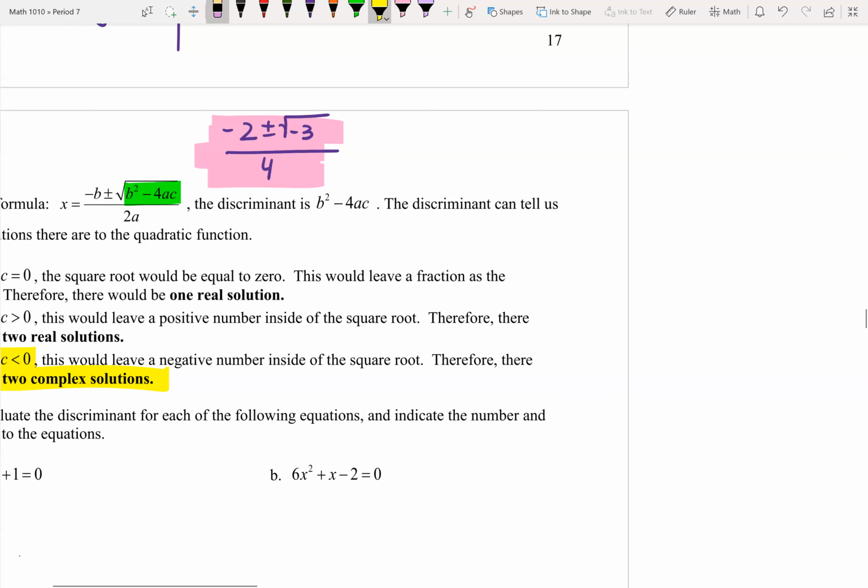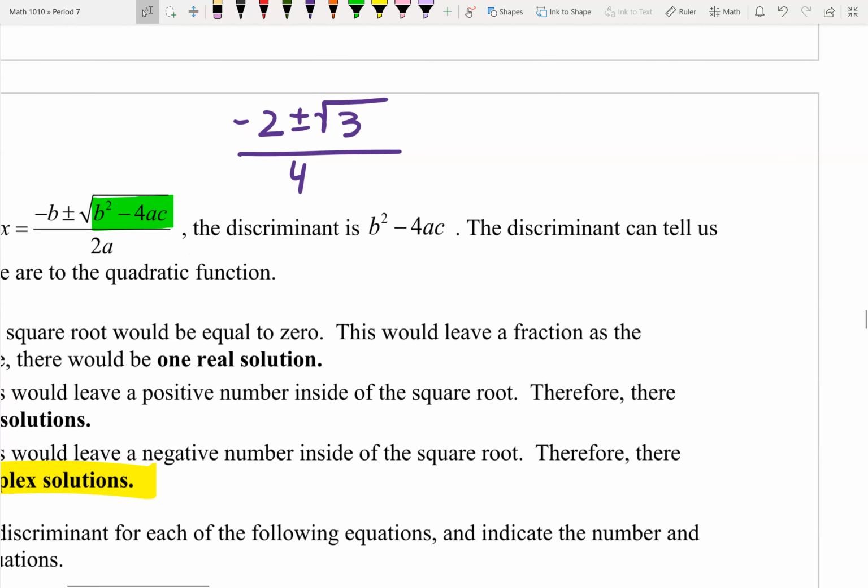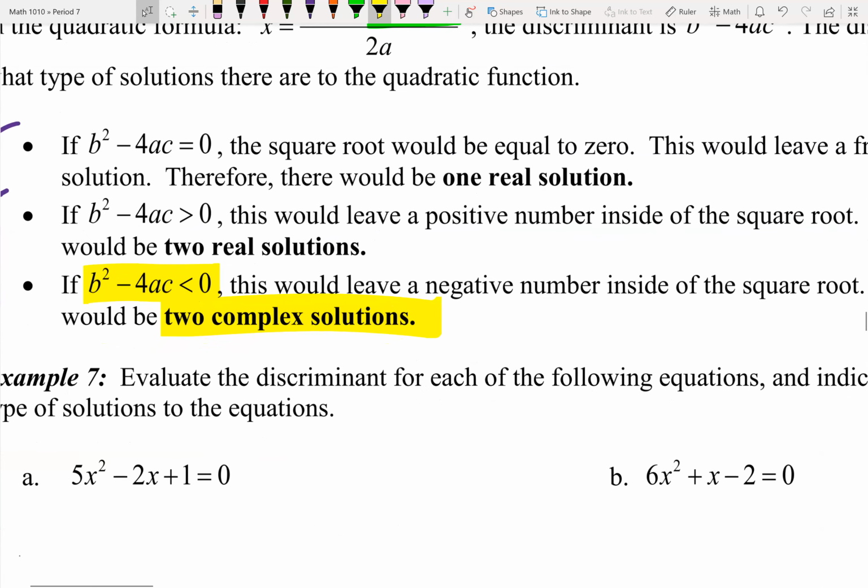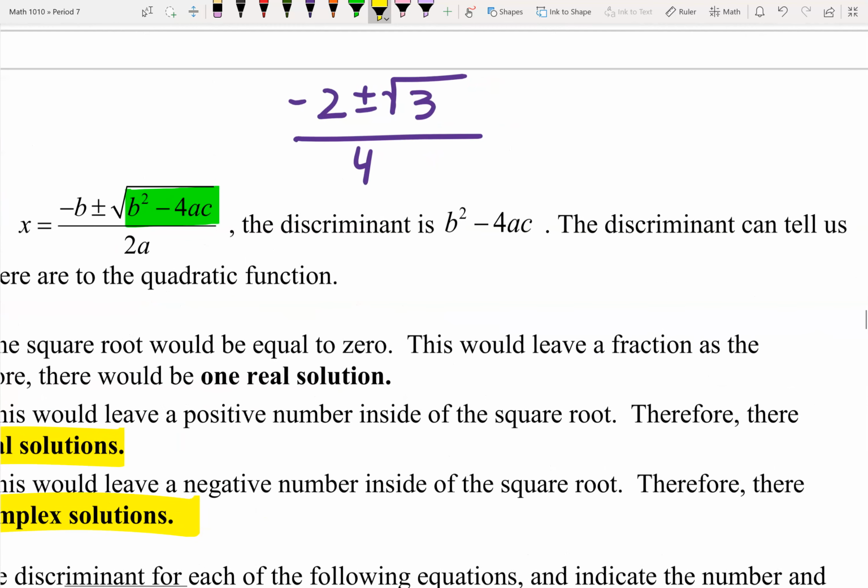Look right here. Just kick back and watch. What if it looked like that? What if my b squared minus 4ac was positive? How many solutions do I have? 2. Are they imaginary or are they real? They're real. So if b squared minus 4ac is greater than 0, that would be positive, then that means you have 2 real. Okay? Look right here, guys.